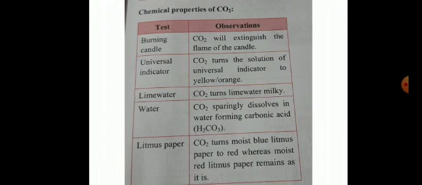On placing a burning candle in a gas jar containing CO2, the flame extinguishes. This indicates that carbon dioxide neither burns nor supports combustion. On testing with universal indicator solution, yellow or orange color is obtained. This shows that CO2 is a weak acid with pH in the range of 3 to 6.